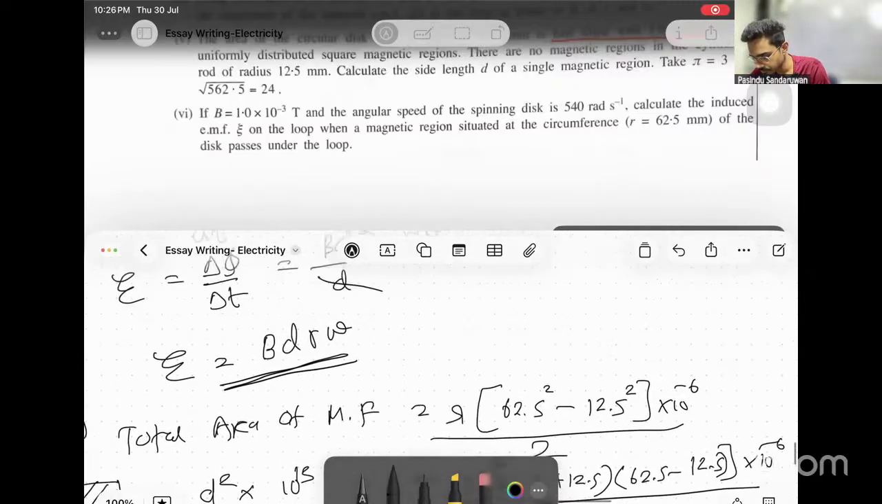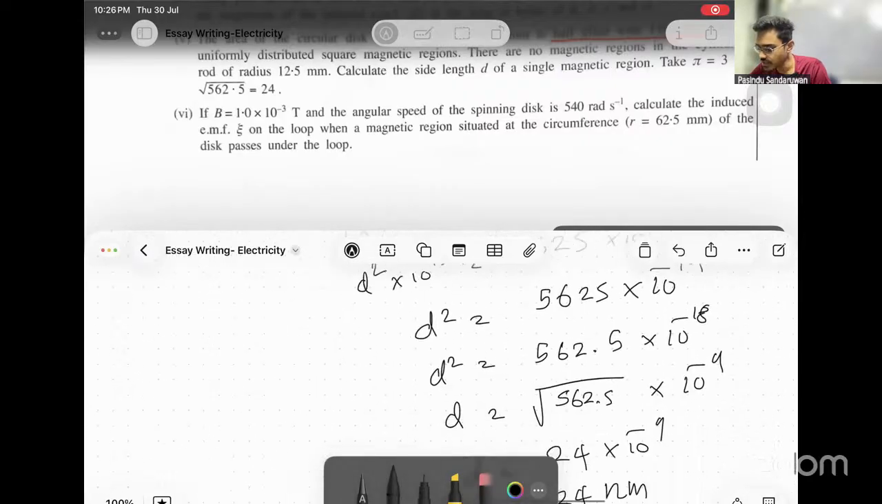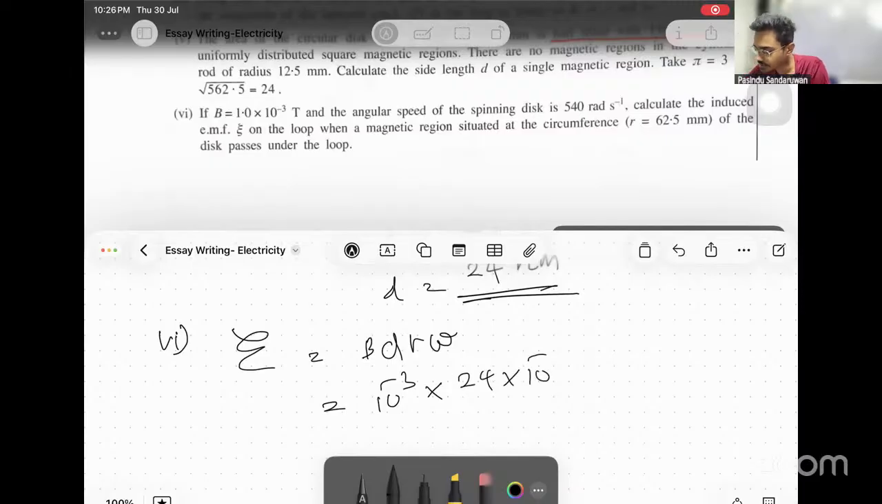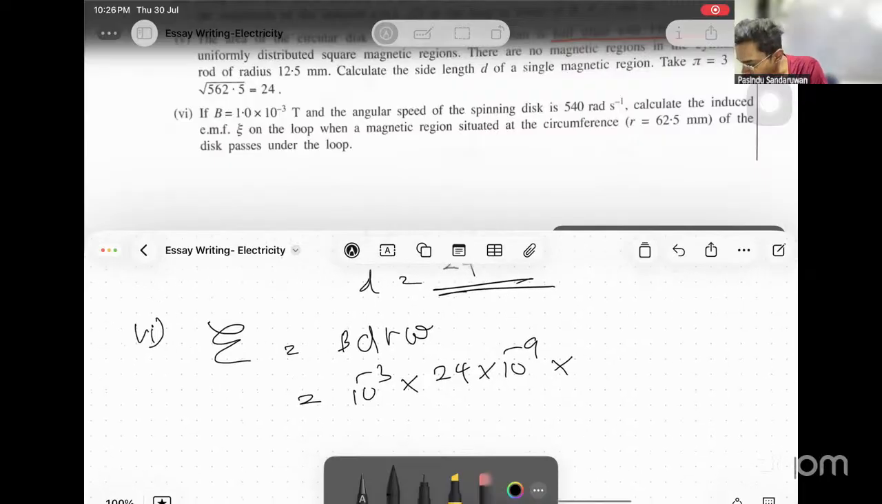Psi is B D R omega. Then B is given 10 to the power minus 3, right? And D we found 24 nanometers, no? 10 to the power minus 9. Radius 62.5, but in millimeters, then 62.5 milli, 10 to the power minus 3.